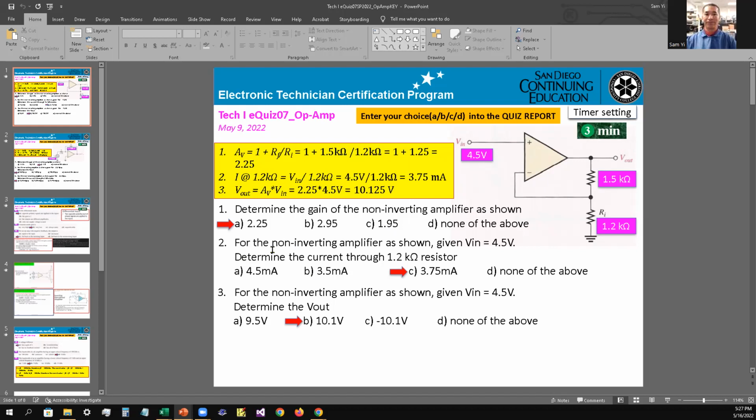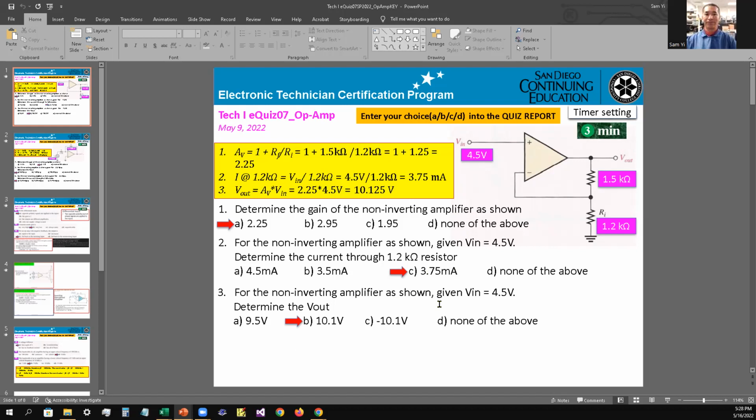For number 2, for the non-inverting amplifier shown, given Vin equals 4.5 volts, determine the current through the 1.2 kilo ohm resistor. So you take the Vin divided by the resistance. 4.5 volts divided by 1.2 kilo ohm comes up to 3.75 milliamps. So the answer is C for number 2.